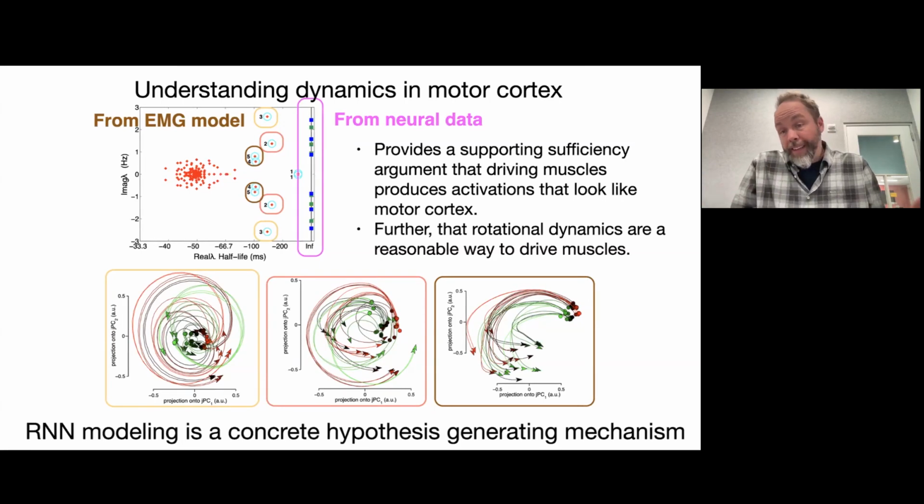So really, in summary here, RNN modeling is a concrete hypothesis generating mechanism if you can figure out what's going on in the network. And that's really the thing that's been on my mind for a very long time. How far can I push understanding the mechanisms of RNNs, which are just these huge, high-dimensional nonlinear systems?